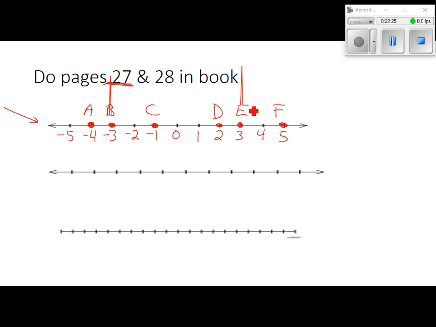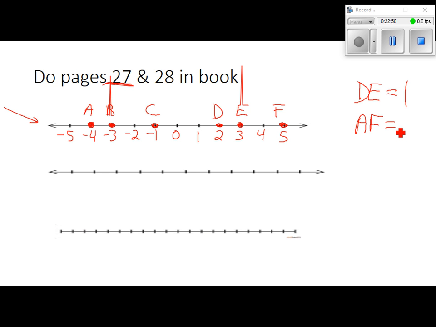Somebody pick me a segment. How many points to name a segment? 2 points. Pick me 2 points. DE. So segment DE, we want to find the length of it. Pick me another segment. AF. How are we going to find the length of segment AF?